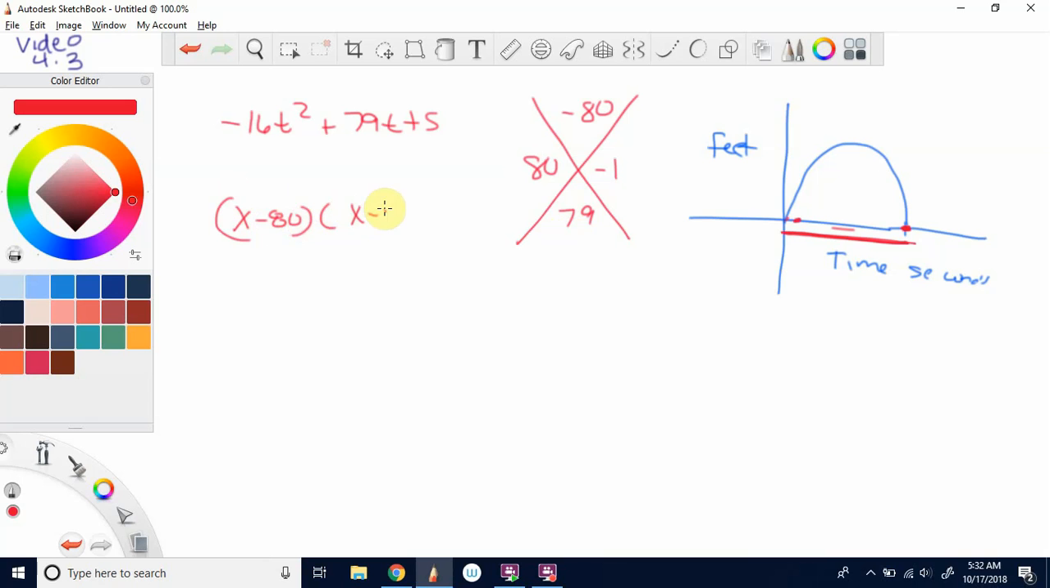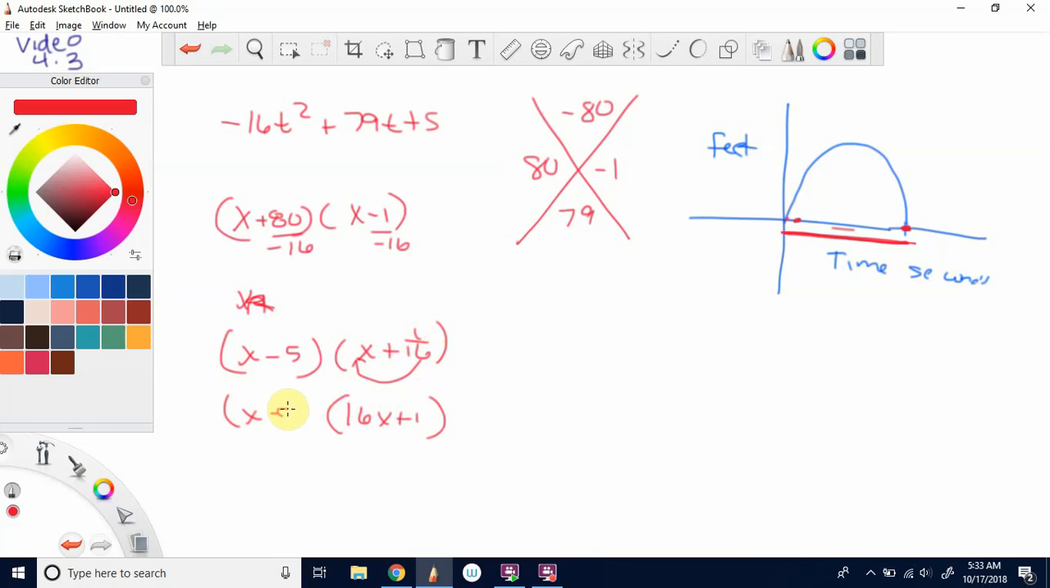So I have x minus 80 times x minus 1. I'm going to divide by negative 16 because that's a, and I'm going to get x plus, I'm sorry, this was plus. So I'm going to get x minus 5 times x plus 1 over 16. Remember, this has to go to the coefficient because I'm using the California method. So 16x plus 1 times x minus 5. And I solve, I get x equals 5, and I get x equals negative 1/16.